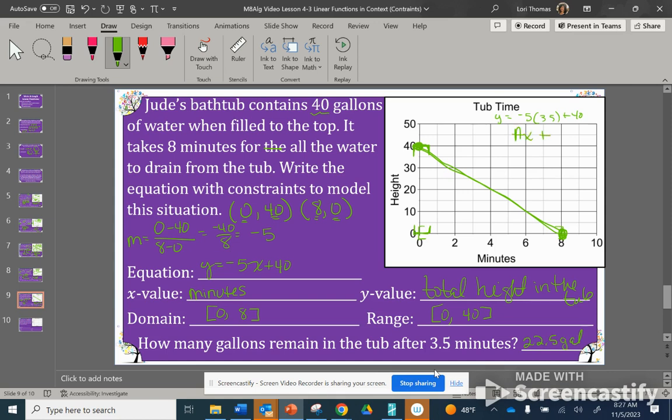Now let's just practice putting our equation in standard form. Standard form is ax plus by equals c. So we have y equals negative 5x plus 40. We need to get negative 5x to the left, so we're going to add 5x. And we have 5x plus 1y equals 40, where a is 5, 1 is our b, and c is 40. Remember, when we're doing standard form, your a value and your b value must be integers. They can't be fractions or decimals. So we're good to go here.